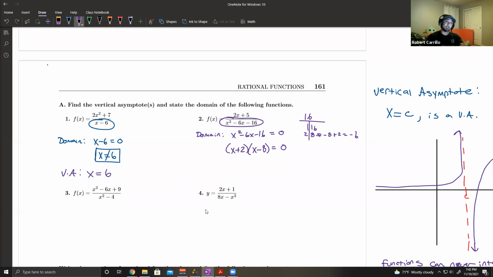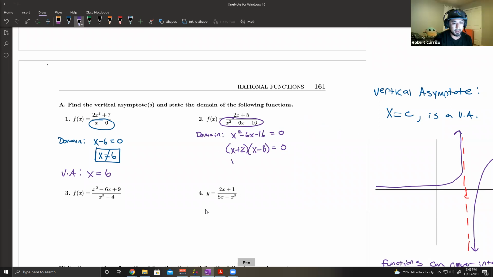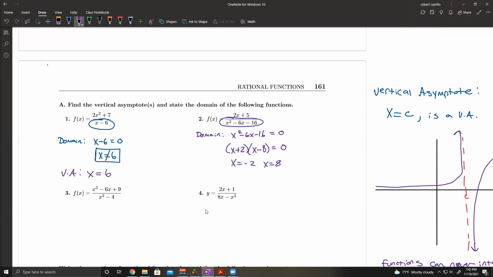And now set these equal to 0. And what values of x do we get? X equals -2, x equals +8. But what happens to the denominator if x is -2 or if x is 8? The denominator will become 0. So there's 2 asymptotes. Good. We have 2 asymptotes.